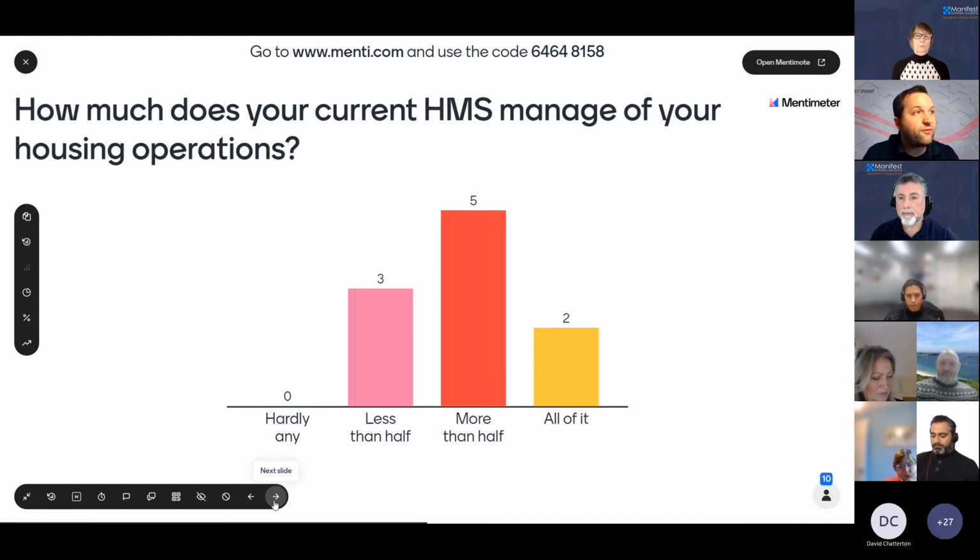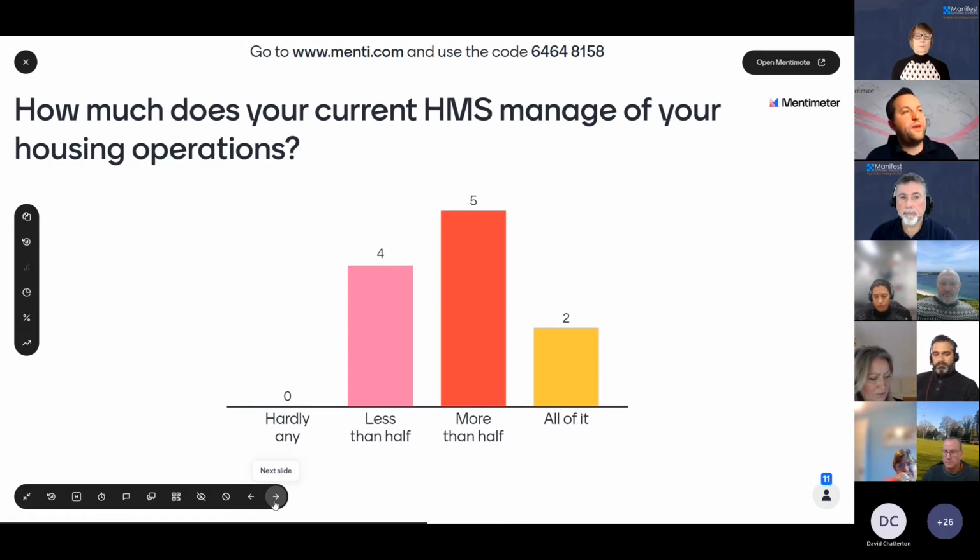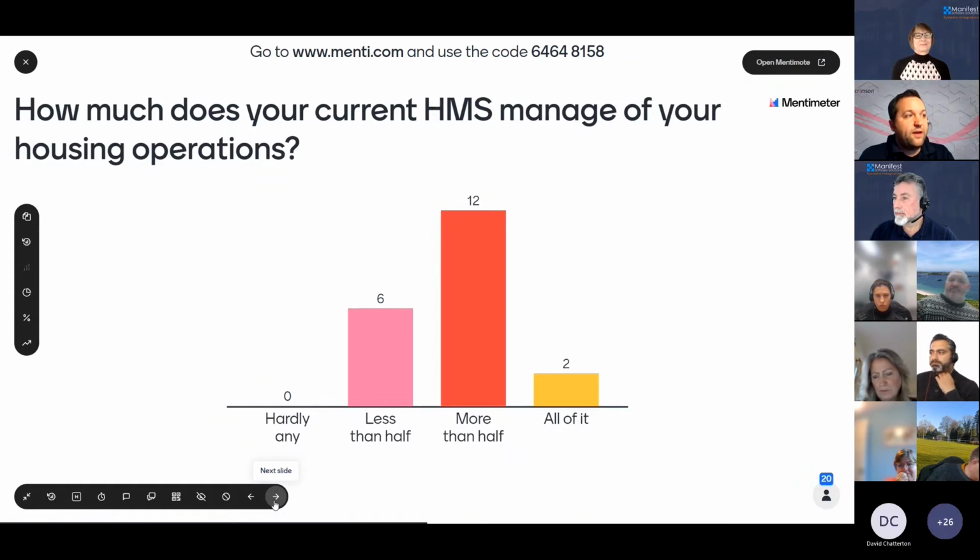So more than half, which is really good. That's five people at the moment. So that's winning. That's leading. A couple with all of it. That's really interesting. There must be a fantastic HMS system that you guys have got in there. But obviously quite a few on there is less than half as well.